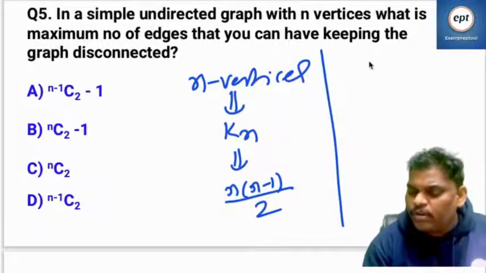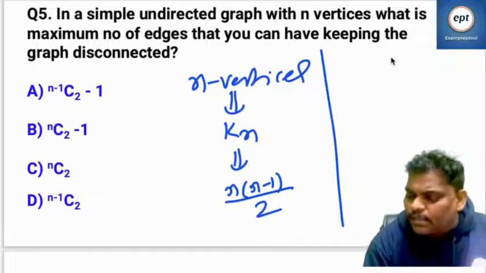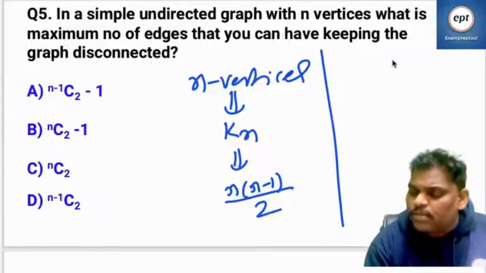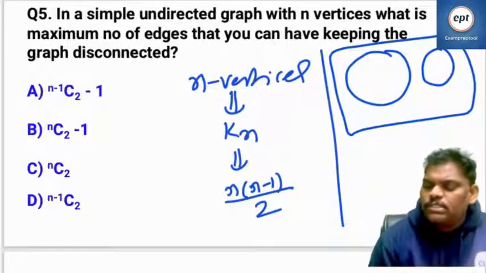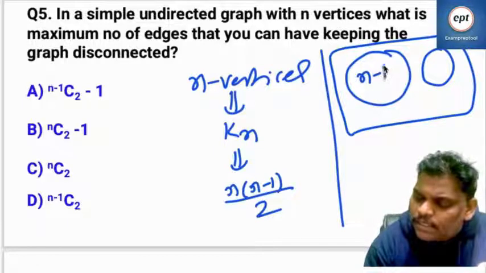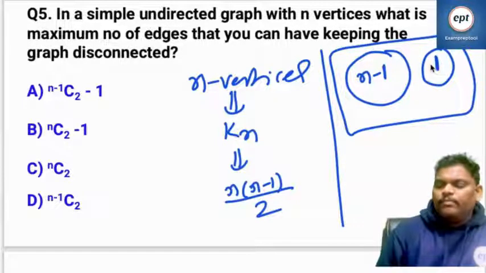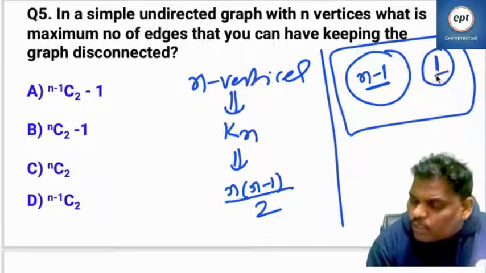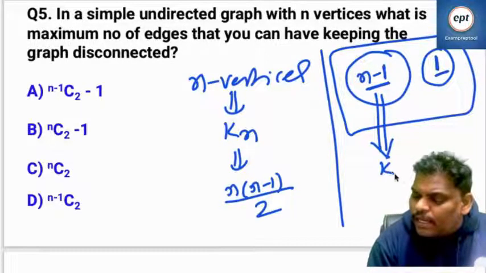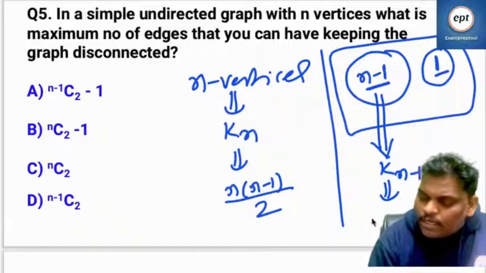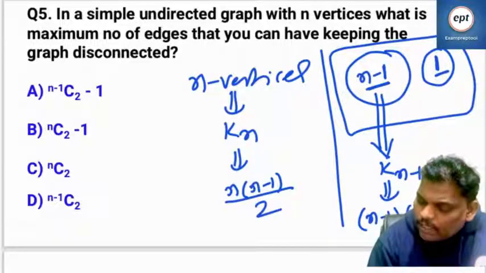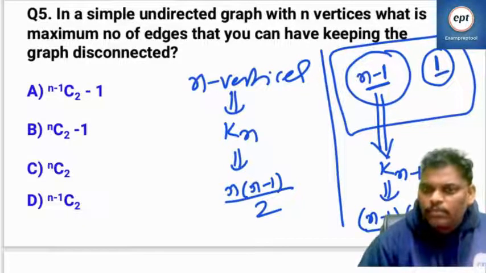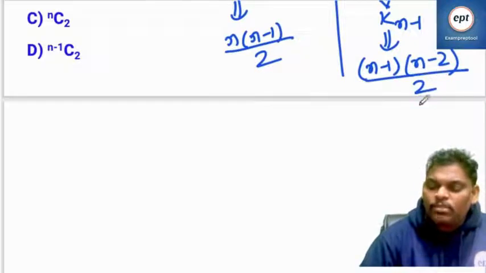Now listen everyone. He is saying that the graph is disconnected and he wants more edges also. Then what you do is, this is the graph which is disconnected. Here n minus 1 vertices are there. Here only one vertex is there, disconnected. So for the n minus 1 vertices graph, the maximum number of edges is Kn minus 1. Kn minus 1 contains how many edges? Sorry, n minus 1 into n minus 2 by 2.